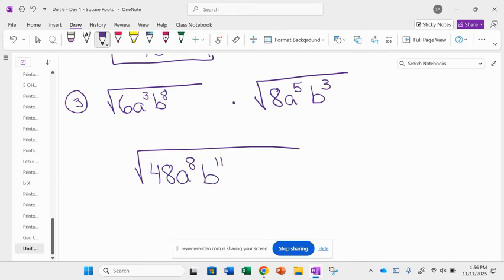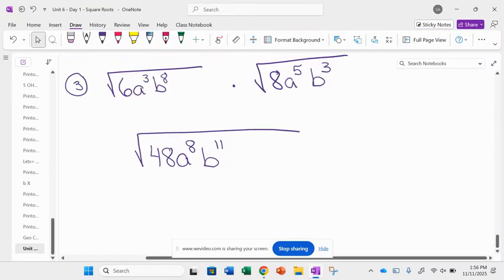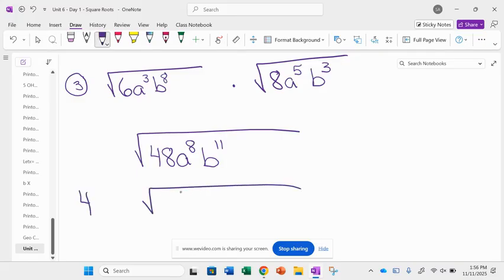Now that we multiplied, we can simplify. What's my best factors for 48? What are the best factors for 48? Yep, 16 and 3. Why? Because 16 is the biggest perfect square that goes into 48. And what's the square root of 16? 4. So do we all agree that's going to be a 4 root 3? And then the square root of a to the 8th is a to the 4th. And the square root of b to the 11th is going to be b to the 5th root b.